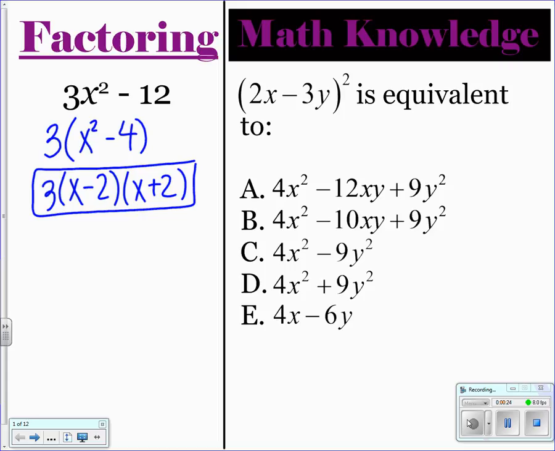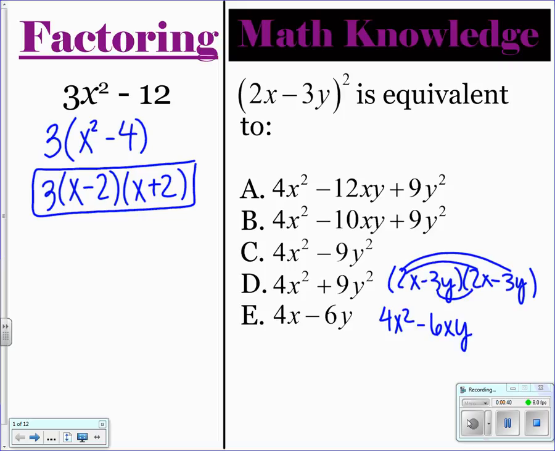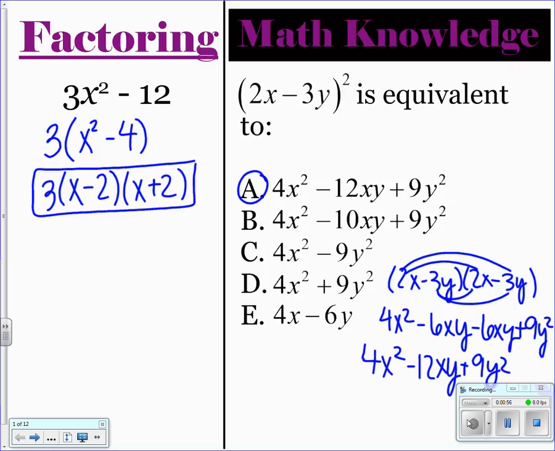For the math knowledge question, you are going to say 2x minus 3y times 2x minus 3y. So 2x times 2x would be 4x squared. Then we're going to have the minus 6xy, and then another minus 6xy, and then we're going to have plus 9y squared. So when you combine your like terms, you end up with 4x squared minus 12xy plus 9y squared. And so that would be A for your answer there.